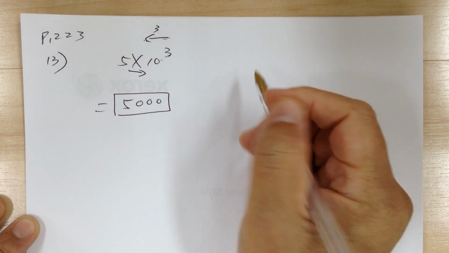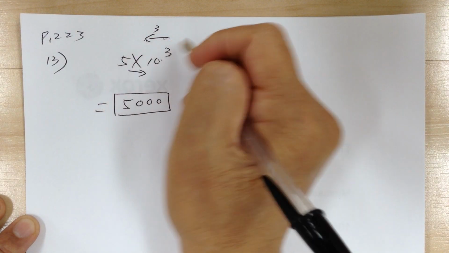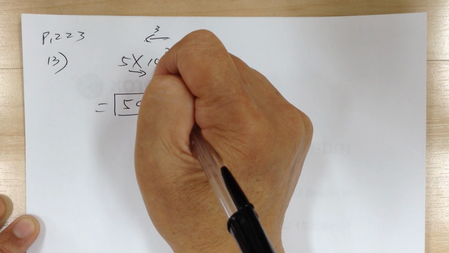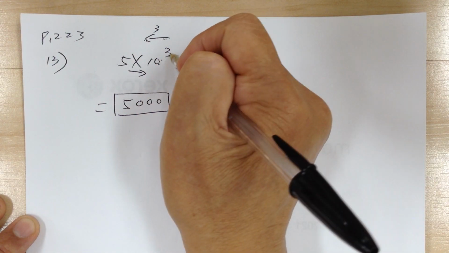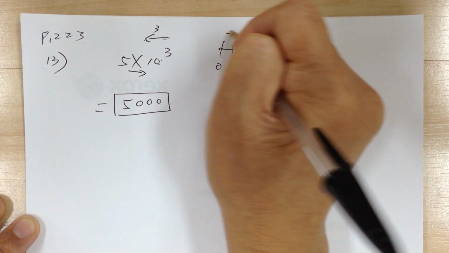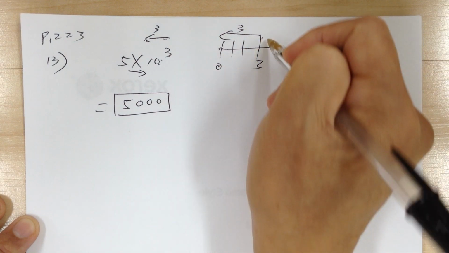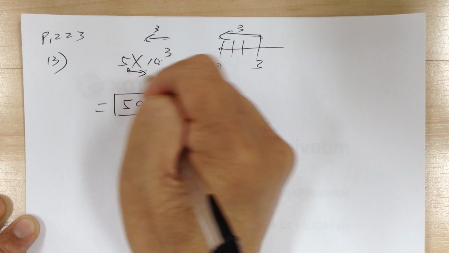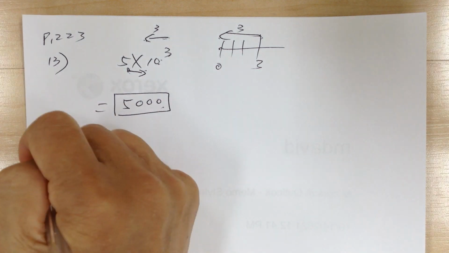So they just compensate each other, right? Again, you want to get rid of that, you have to get to the 0. You start at 3, so you have to move 3 this way to get to the 0. So you have to move the decimal 3 places this way, and therefore you end up with 5,000.